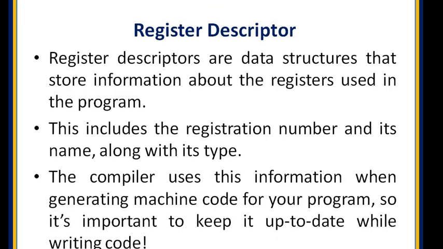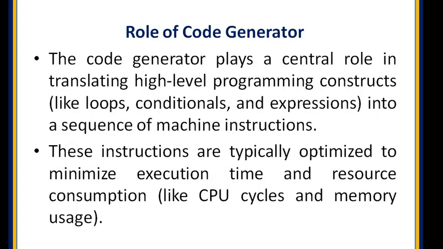Another one is register descriptor. Register descriptor is a data structure that stores information about registers used in the program. This includes the register number and its name along with its type. The compiler uses this information when generating machine code for our program, so it's important to keep it up to date while writing the code.